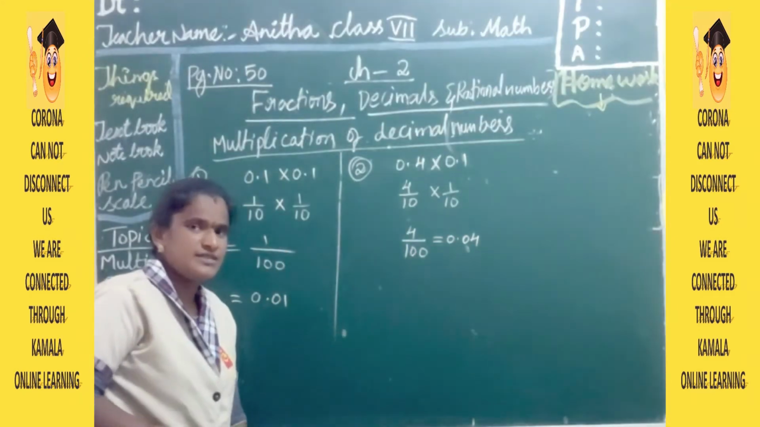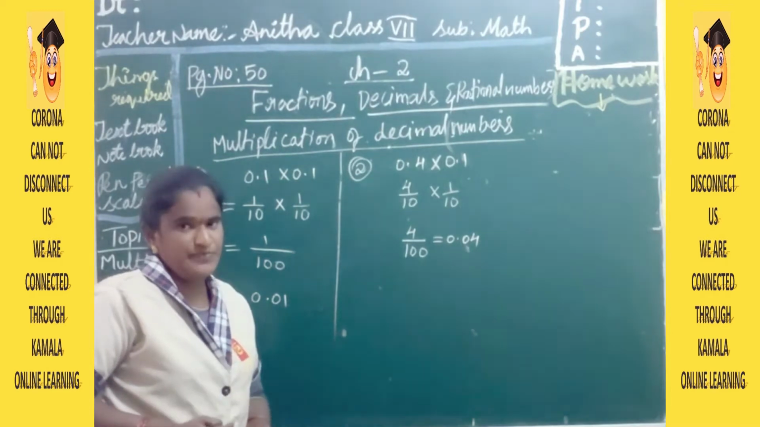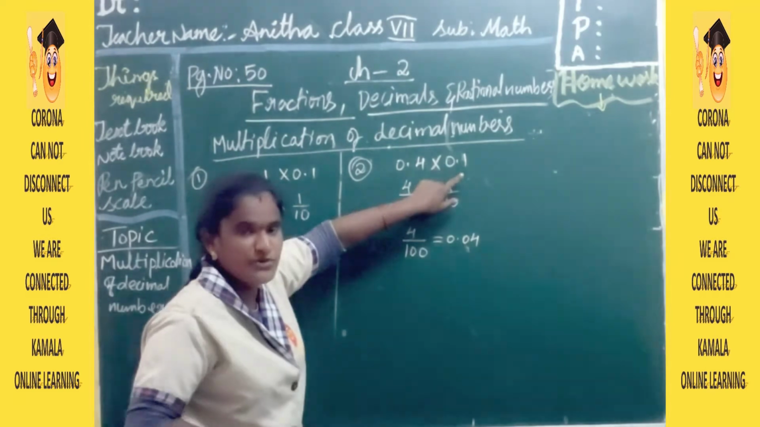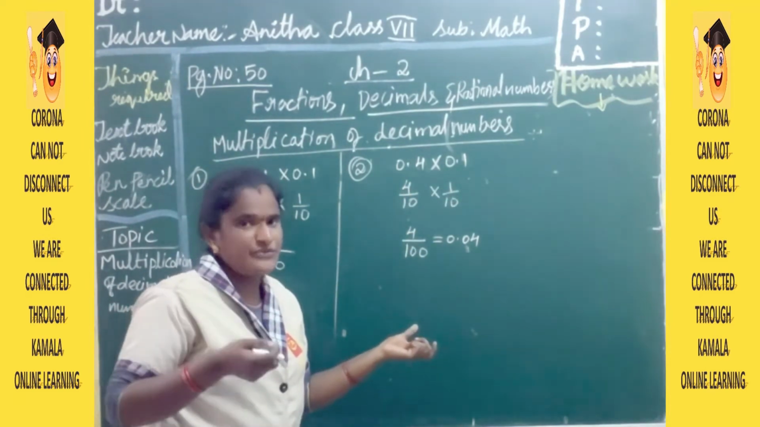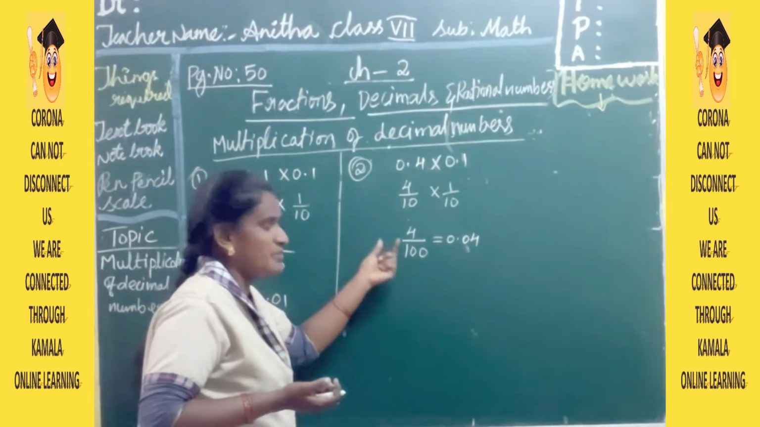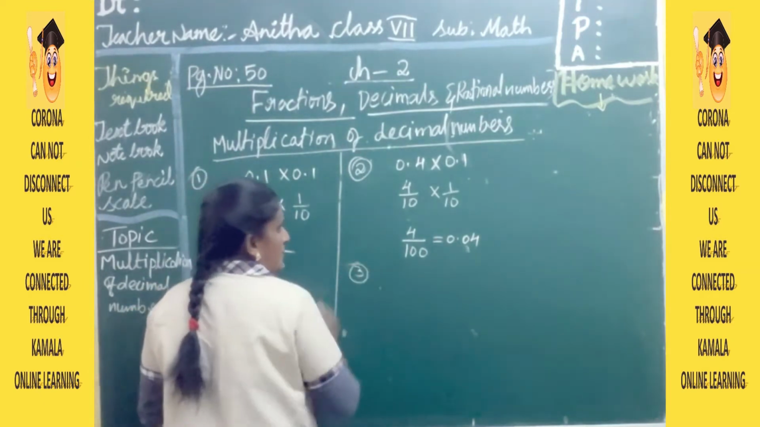This is our answer. Why are we taking this method? It will save our time. We can also do the multiplication of 0.4 into 0.1 by the multiplication method, but it will take a lot of time. For saving time, we are using this shortcut method. Got it, children? Now, I am going to take another example.